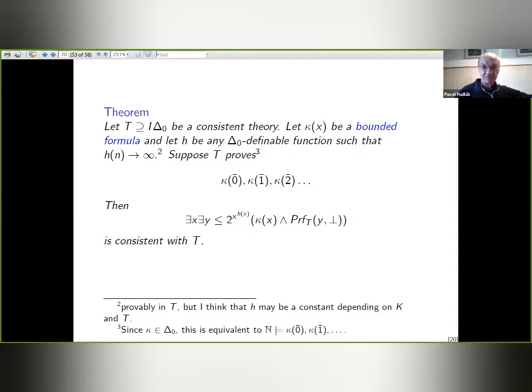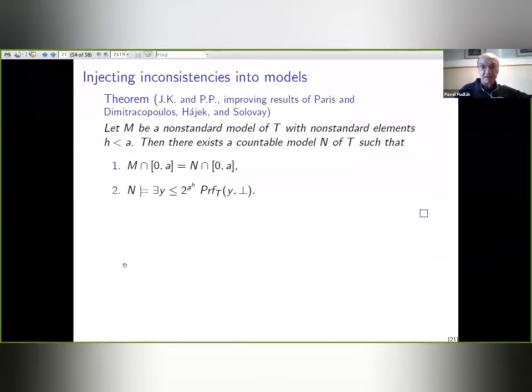Now, I'm not going to prove this directly, but this follows from the following theorem that Jan Krajíček and myself proved, and it improves results that started with Paris and Dimitrakopoulos, Hájek and Solovay. So Hájek proved a triple exponential bound, and Solovay proved a double exponential bound, and then we proved a single exponential bound.